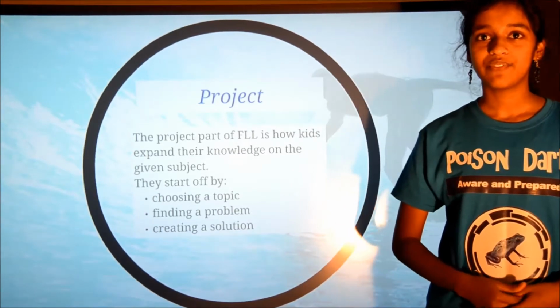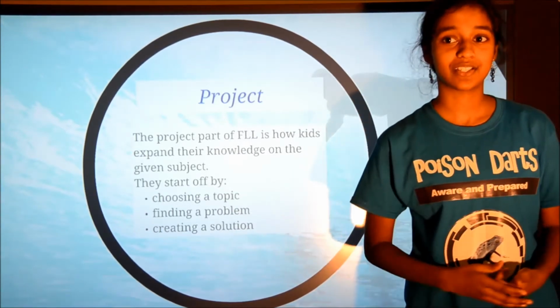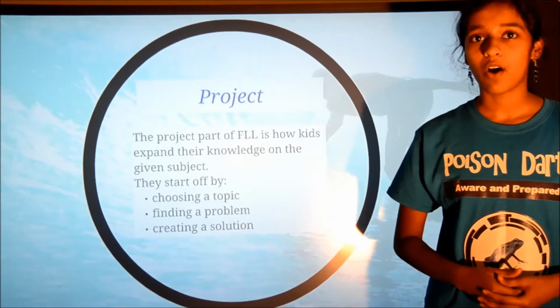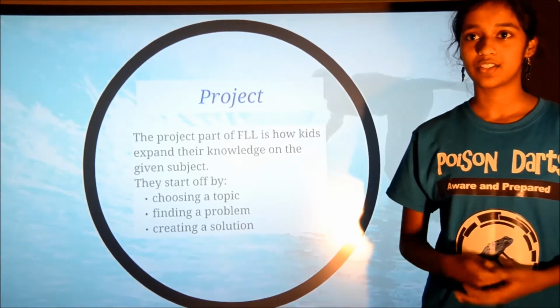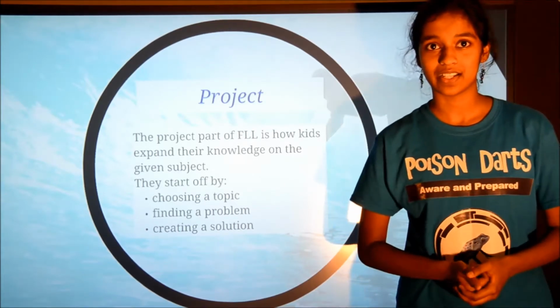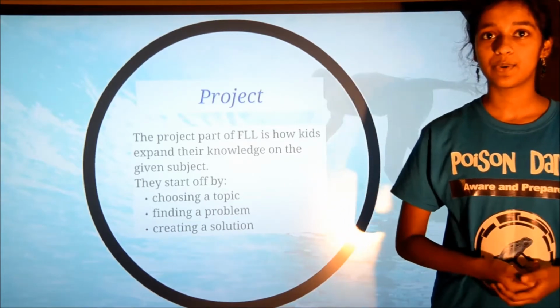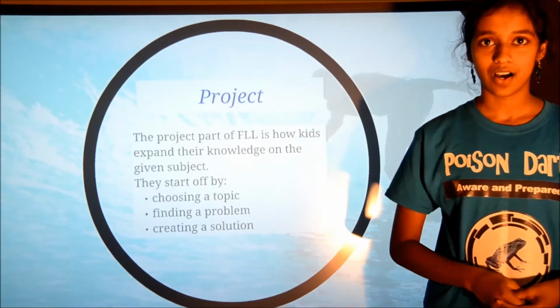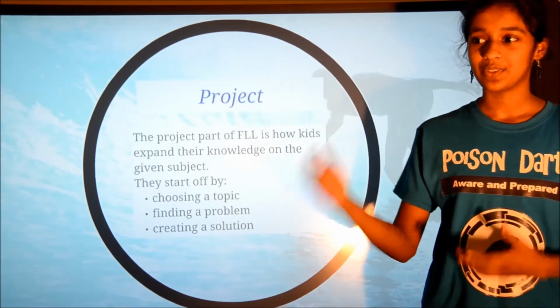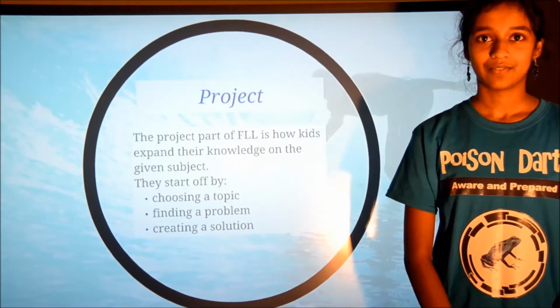This year, we chose floods as our natural disaster and knew that a lot of people aren't aware and prepared about floods. So our solution to this lack of awareness and preparedness is a website that helps people to be more aware about floods. It's called poisondarts.weebly.com, and I shall further explain on that.